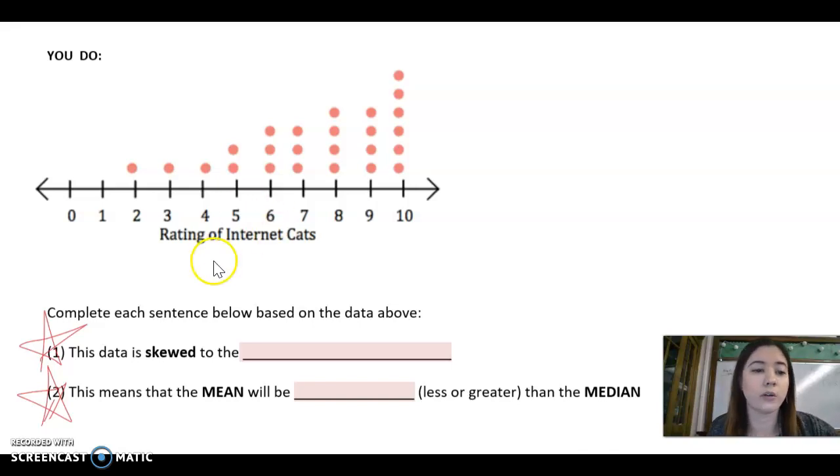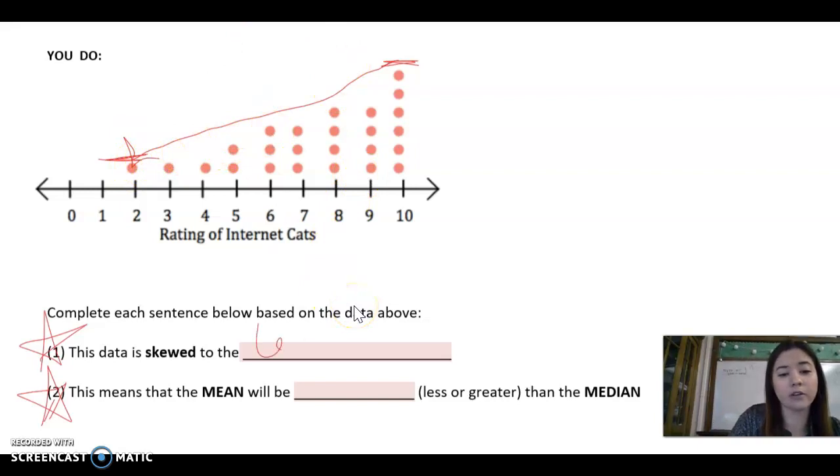All right, so this one, I see the bulk of my data is up here, and then it thins out over here to the left. So my data is left skewed because my tail points to the left. Okay, now what does this mean for the mean and the median? So my median is going to be somewhere in the bulk of my data. I'm just going to say right there.